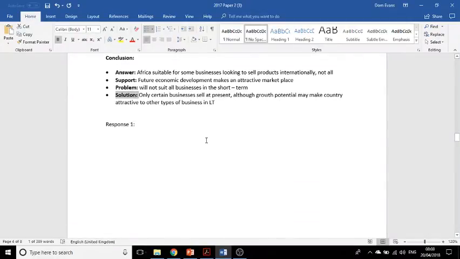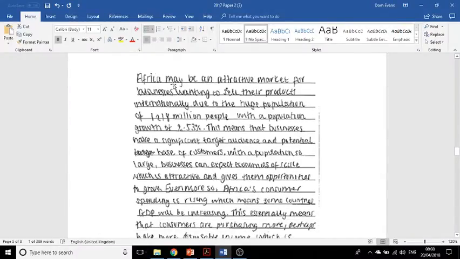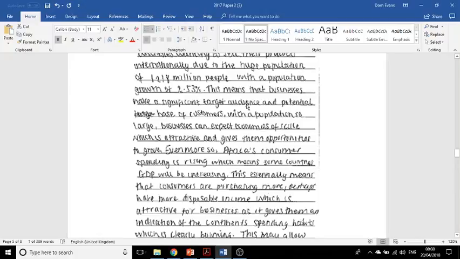Here's an example of a response that got a decent mark. "So Africa may be an attractive market for businesses to want to sell their product internationally due to the huge population of lots of people, with a population growth of 2.53%." So they started off with a statement. It might be attractive for businesses wanting to sell their products internationally. They've clearly picked up on the keywords in the question, which is sell. They've supported that with a bit of data from the case study, so the examiner knows they're applying their knowledge.